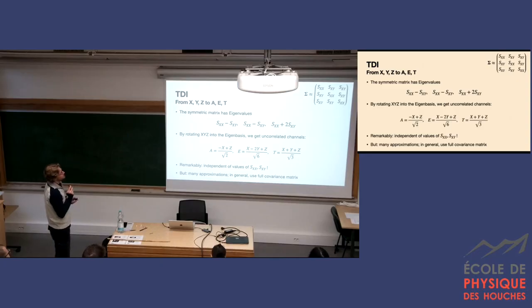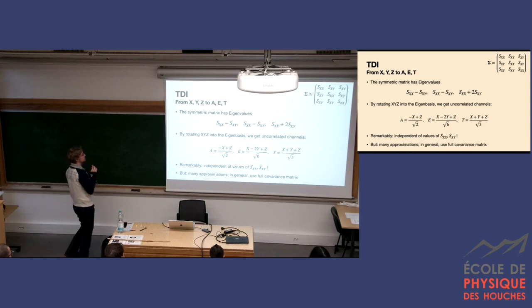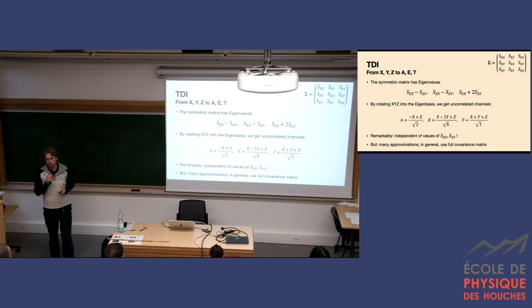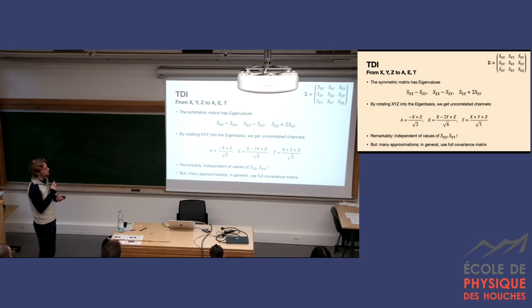Because if you make that assumption, it turns out to be very easy to compute the eigenvalues of this matrix, which are just these. You have two that are the same, and one that is different. You can also compute the eigenvectors of this matrix, or equivalently the combinations that you have to apply to your data to get uncorrelated channels. And it turns out that they are completely independent of what your noise actually is.